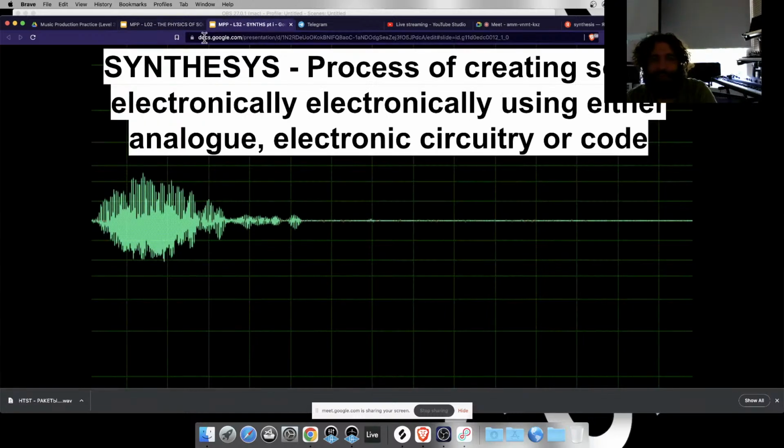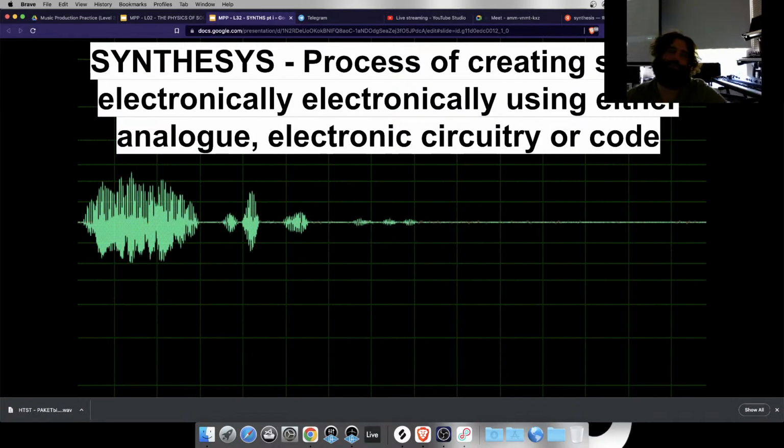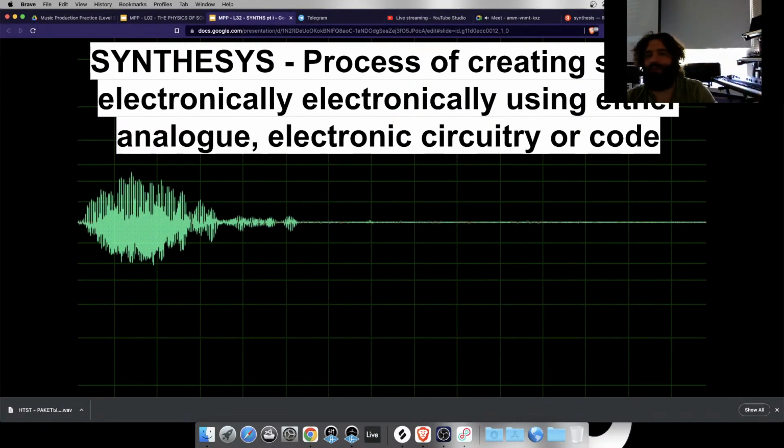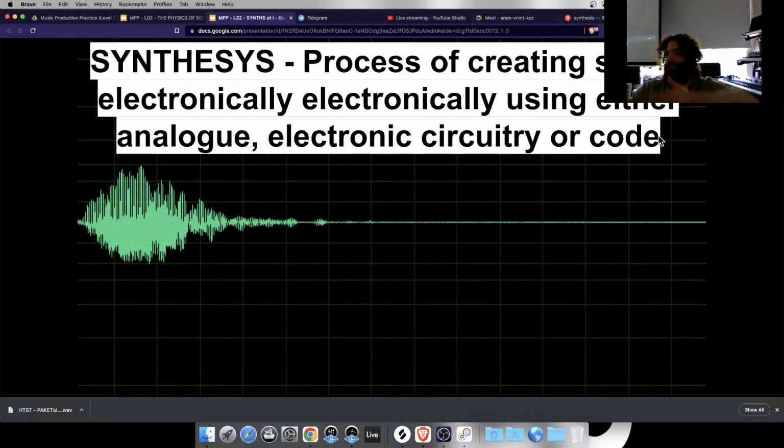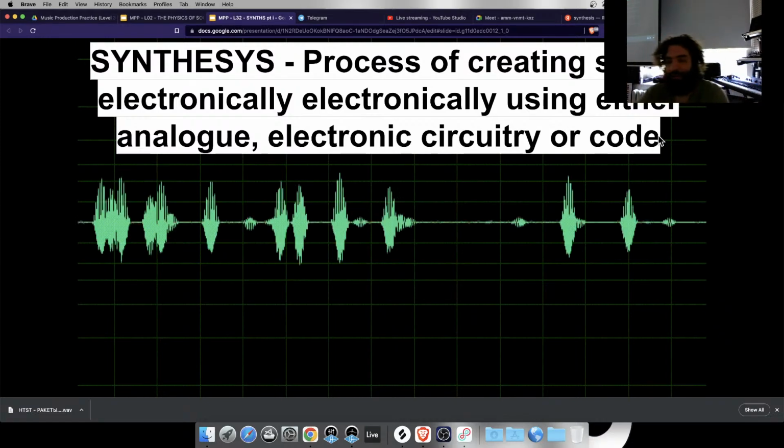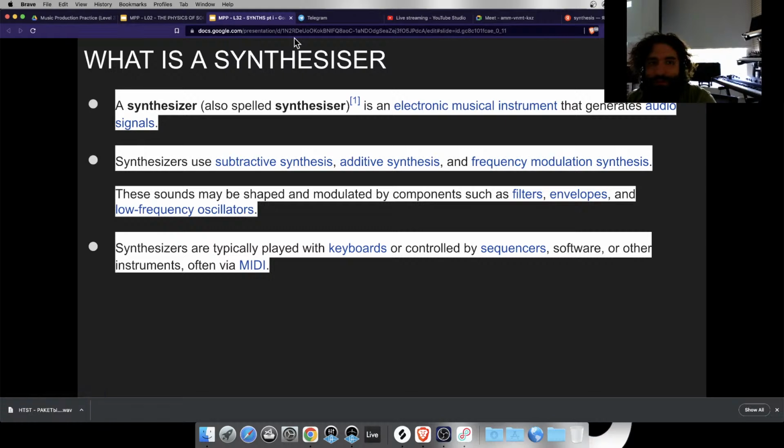So now, in the context of music as such, we call synthesis the process of creating a sound electronically, using either analog circuitry or code, right? The principles are the same. How you are going to get there kind of doesn't matter. What matters is that what you're doing is creating more complex waveforms from a simple thing. So a synthesizer, by the way, is spelled in two ways, synthesiser and synthesizer. You can use both. It's an electronic musical instrument that makes audio signals.